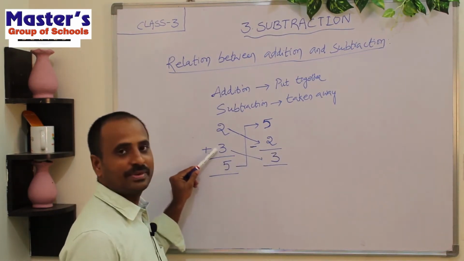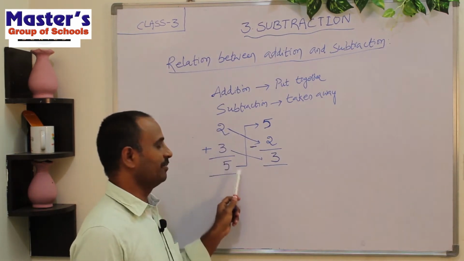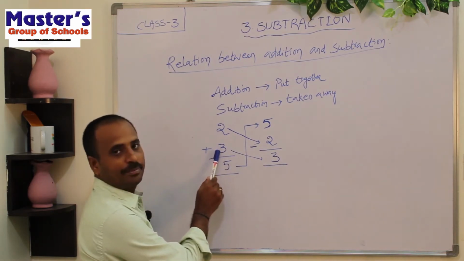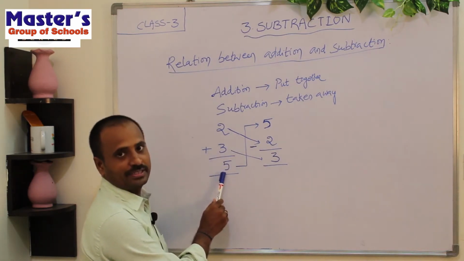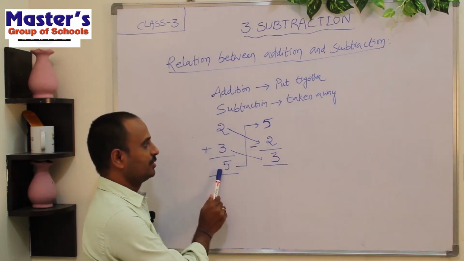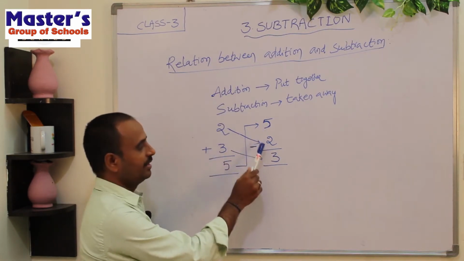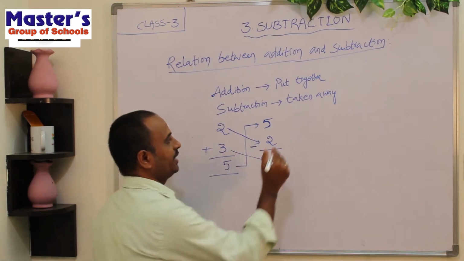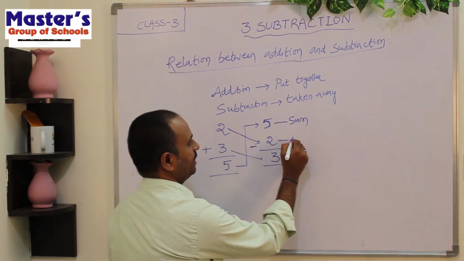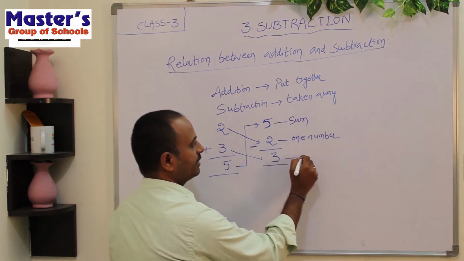Let us see once again. Here the sum of 2 numbers is 5. I have added 2 numbers, 2 and 3, and I got 5 as the sum. If we subtract any one of these 2 numbers from the sum, write 5 first and write any one of these 2 numbers and subtract, again you will get the other number. Here 5 is the sum and 2 is the one number, and then you will get the other number.